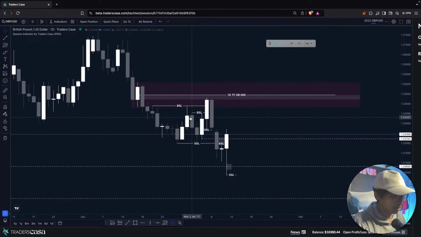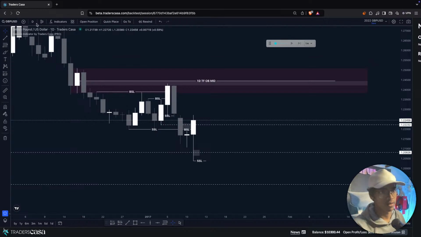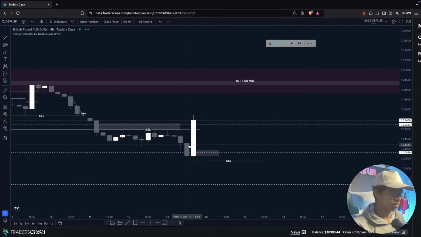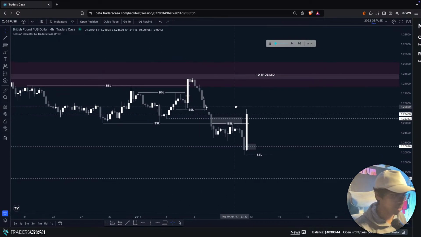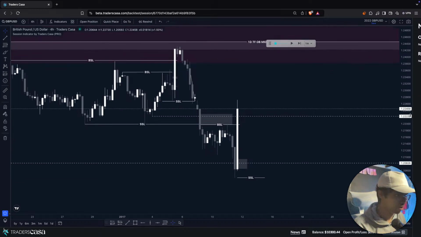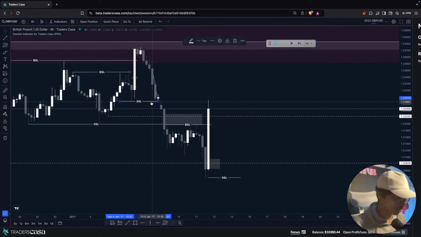Okay, BSL is buy side liquidity, SSL is sell side liquidity. Now let's go to a lower time frame, for example the 4-hour time frame. Now we can see this: the price swing from up to down has exactly reached that equilibrium, and also there is a small gap here. You can see the price has the small gap.